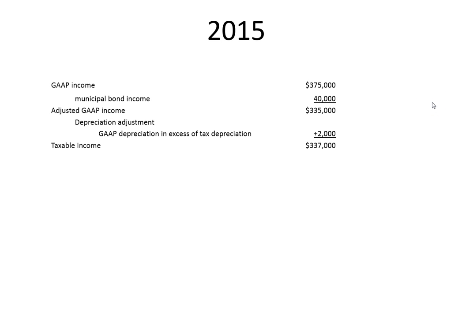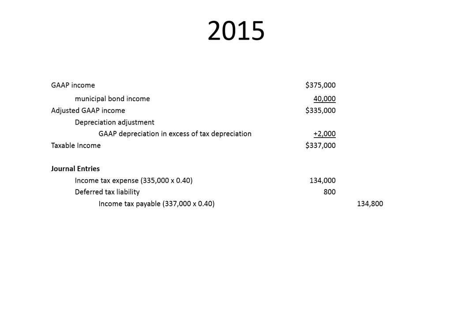Everything else, the process though, just keeps repeating itself. Income tax expense is again based on adjusted GAAP income. Income tax payable is based on our taxable income. And notice now we need a debit entry to make this transaction balance. The debit entry, however, does not go to a deferred tax asset. This goes to the deferred tax liability. The existing deferred tax liability now is going to begin to be drawn down. And so on the balance sheet, we still have among our current liabilities income tax payable of $134,800.